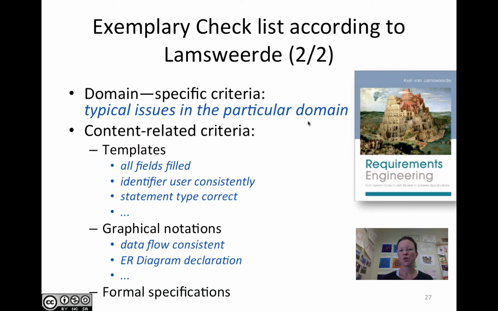Then there's domain issue-specific criteria, like what we typically face in a domain. Say automotive has different typical problems than, say, mobile phone engineering. Then we have content-related criteria, where we can check templates: did we fill the fields, were identifiers used consistently, are statement types correct. And then graphical notations: is the data flow consistent, is the ER diagram declaration correct, or we could check formal specifications.